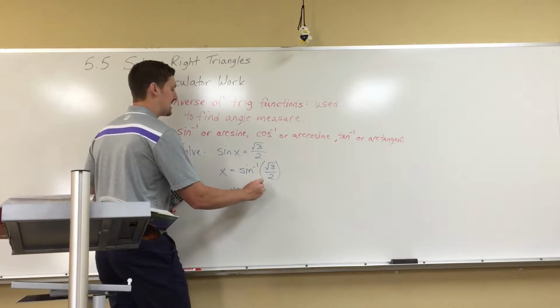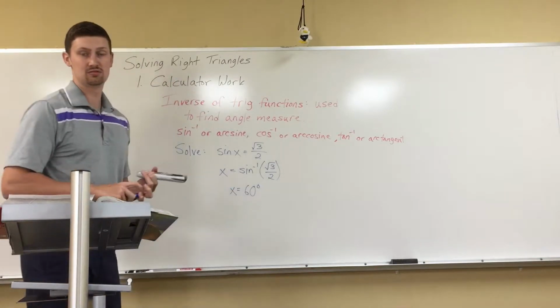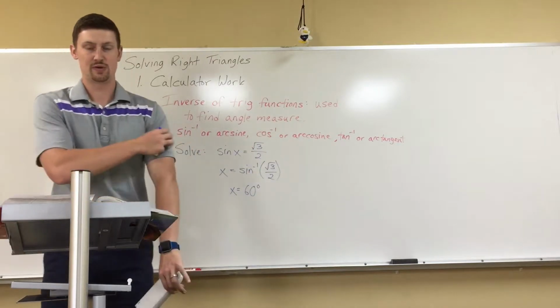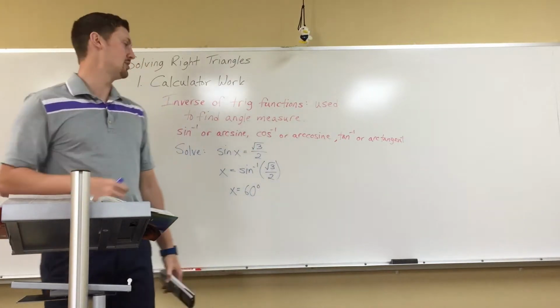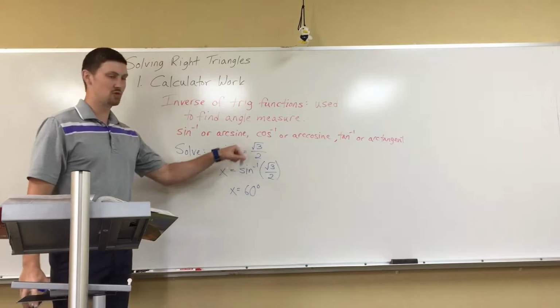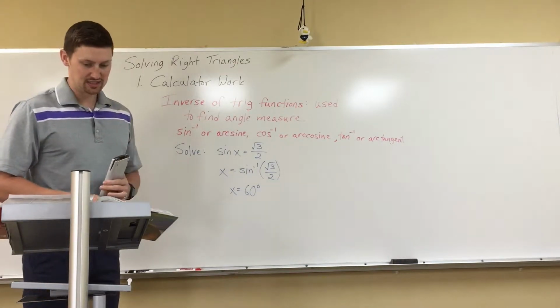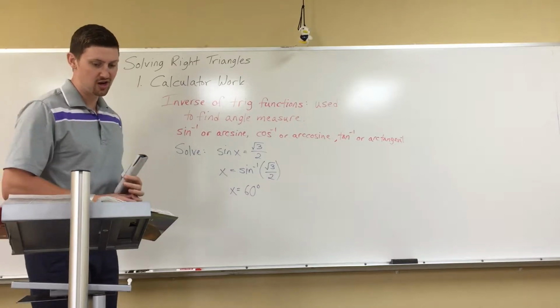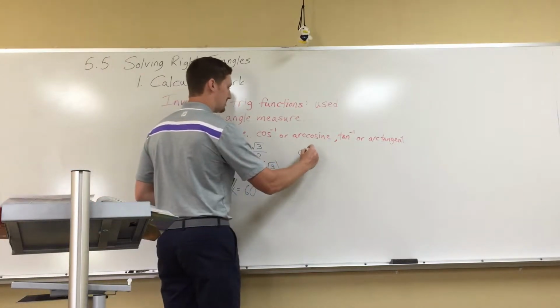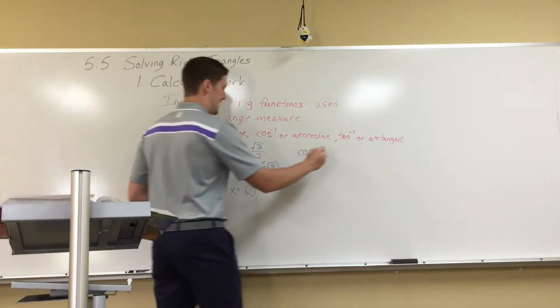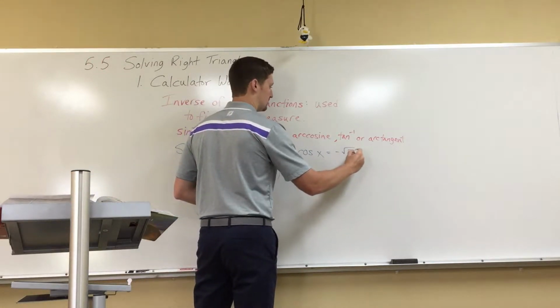In other words, when you take the sine of 60 degrees, sine of 60, opposite over hypotenuse, is square root of 3 over 2. We can prove that on a unit circle. We won't do that now, but we can prove that sine of 60 is square root of 3 over 2. So x is 60 degrees. All right, let's do a couple more of these. Another solve. What if they give us now cosine of x equals negative square root of 2 over 2?